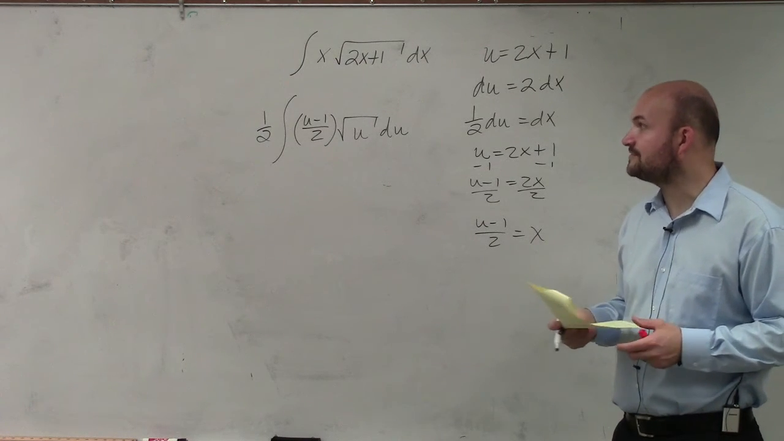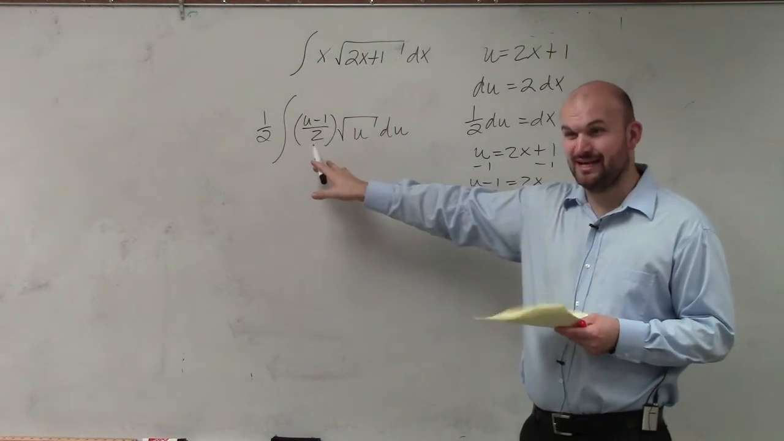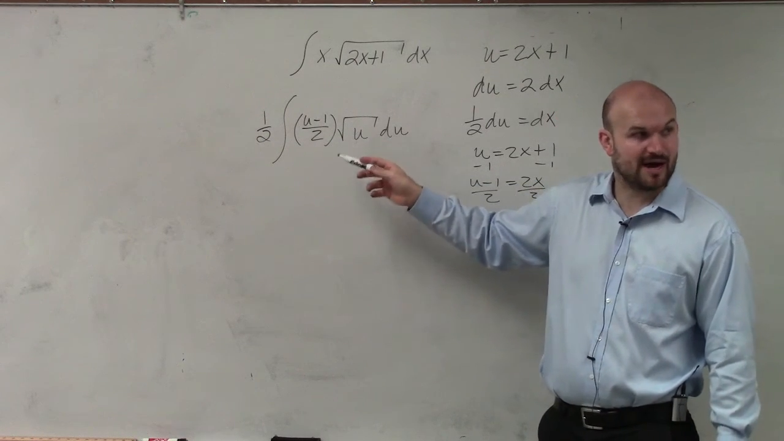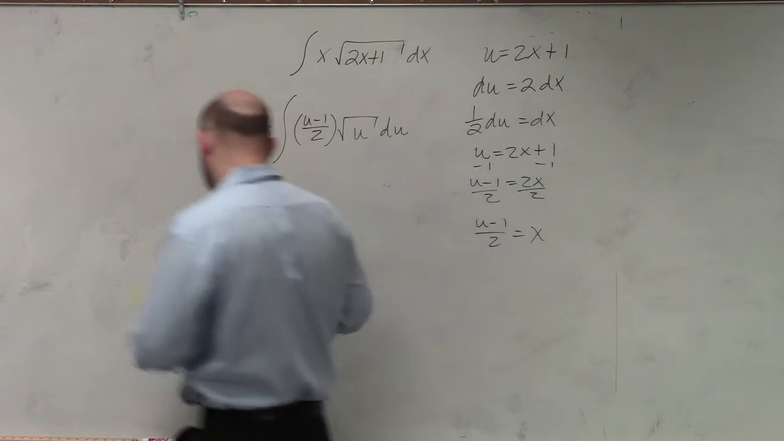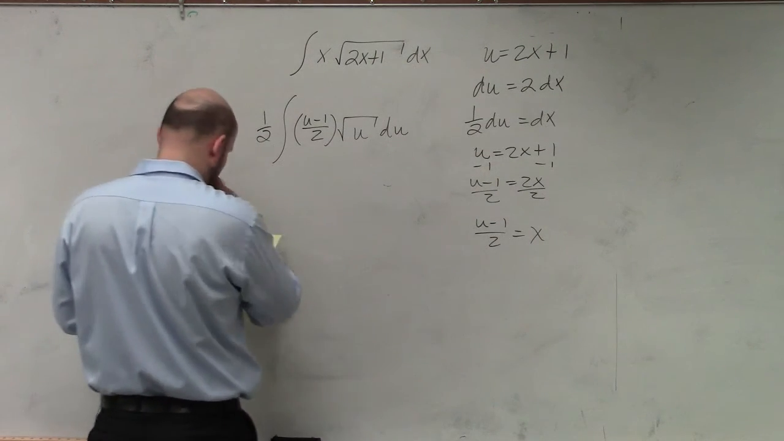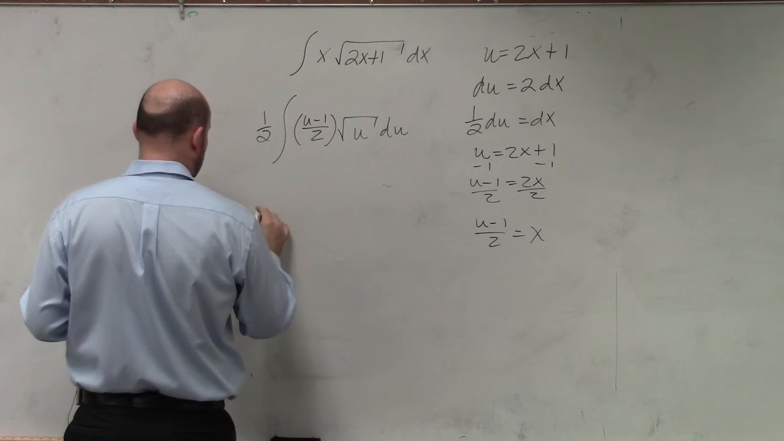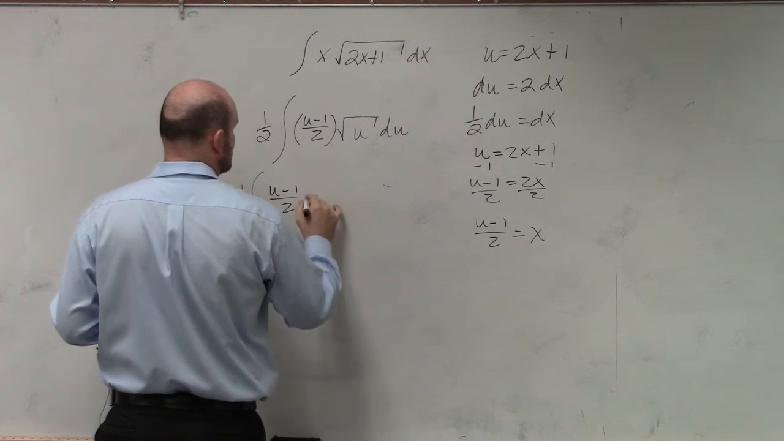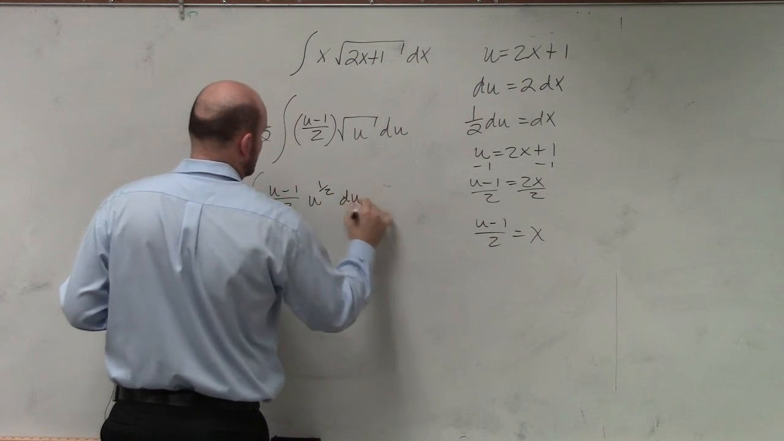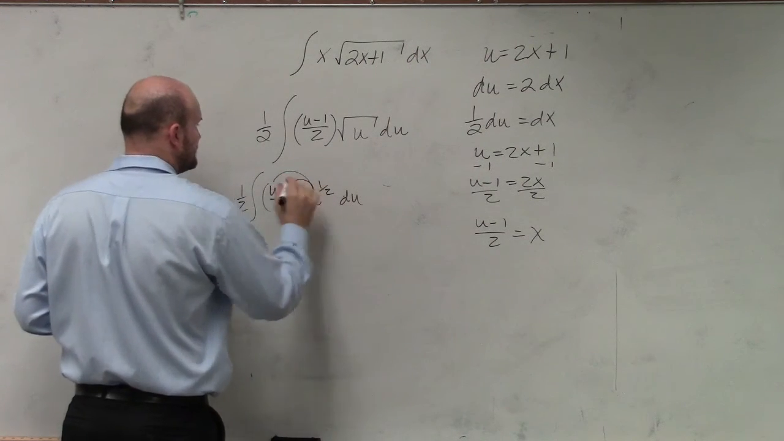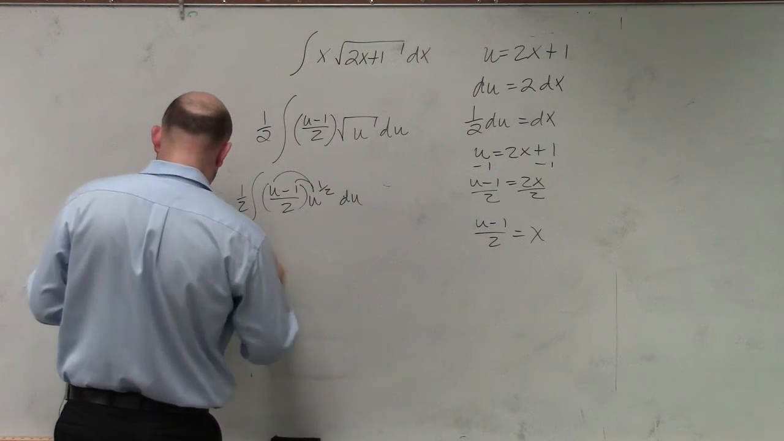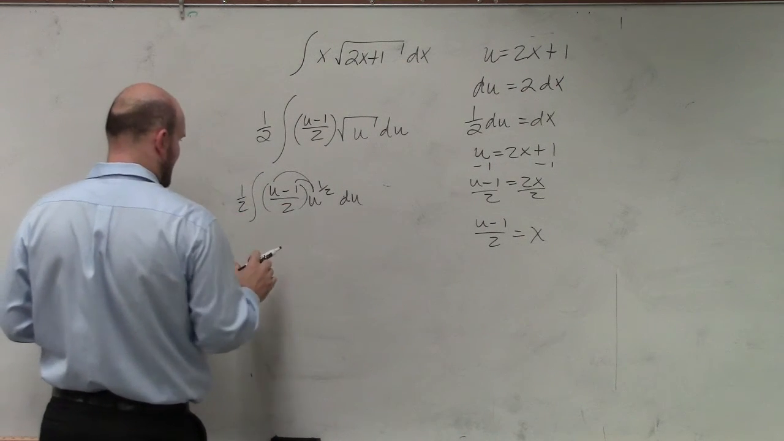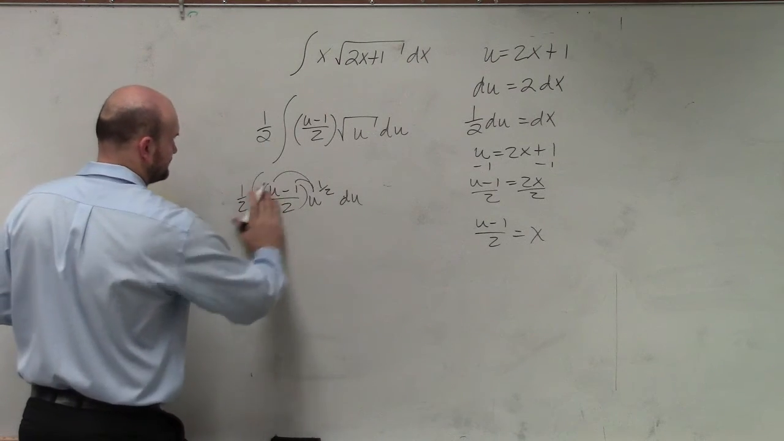Now, the main important thing to understand in this case is that if we're going to integrate this, we're going to want to simplify it. So we're going to want to rewrite the square root as a rational power and distribute it. So we could rewrite this as 1/2, u minus 1 over 2, times u to the 1/2, du. And then I would distribute that to both those terms. Actually, let's rewrite it like that.